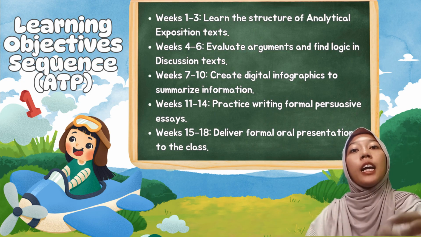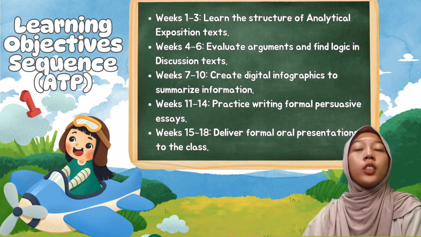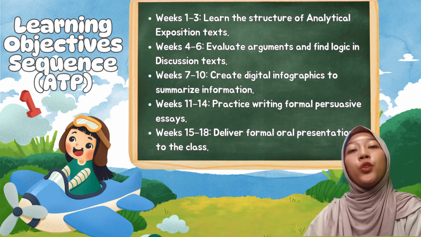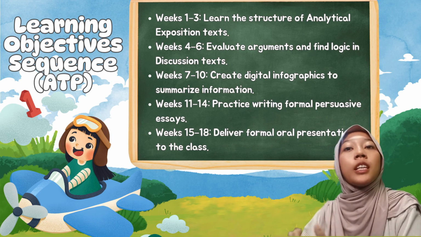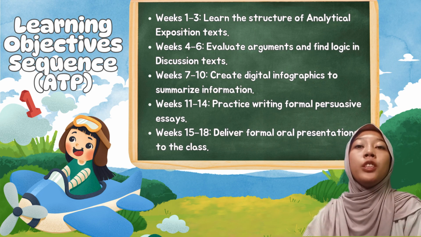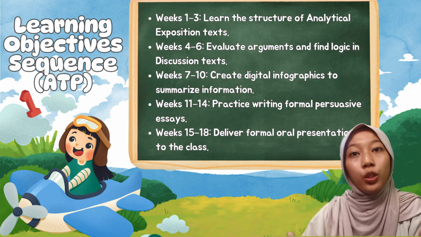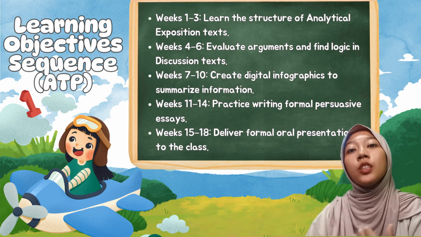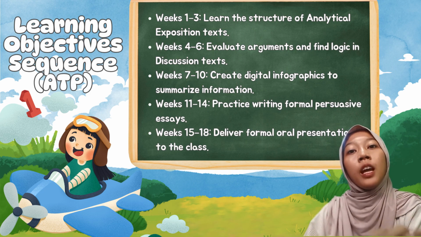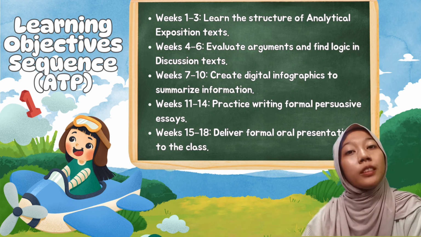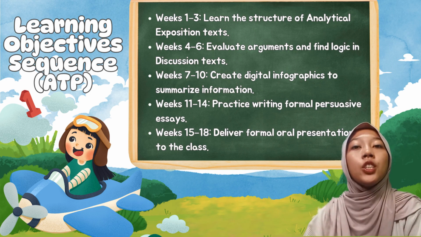Based on this, I have mapped out the learning objective sequence, or ATP, across 18 weeks. In the first few weeks, students focus on analytical exposition text. Then they move to discussion text to learn how to evaluate different opinions. In the middle of the semester, they practice using digital infographics tools, and they spend the last few weeks writing persuasive essays and delivering formal presentations to the class.